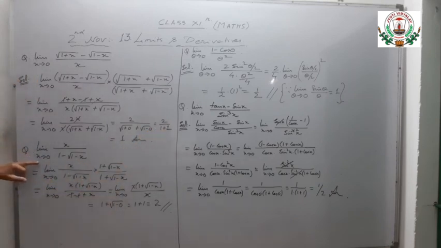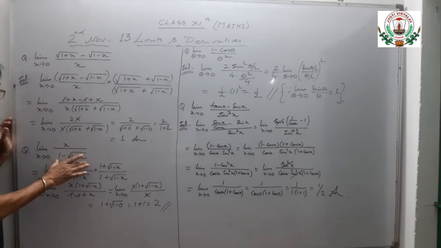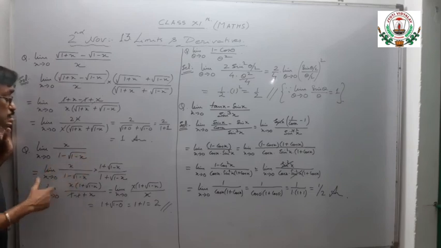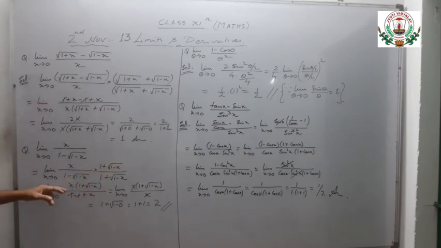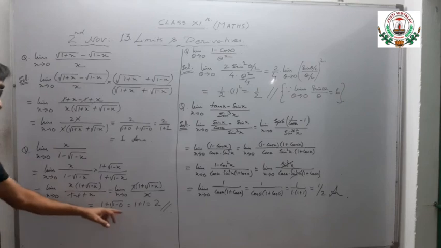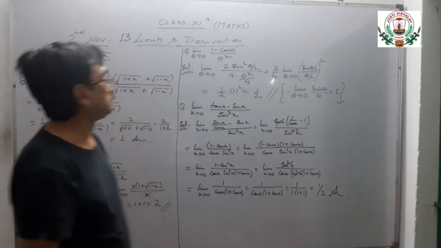Next, limit x tends to 0, x upon 1 minus under root 1 minus x. Now here the denominator of this function is in the radical form. So we will rationalize with its conjugate 1 plus under root 1 minus x, and after simplification we get our answer is equal to 2.